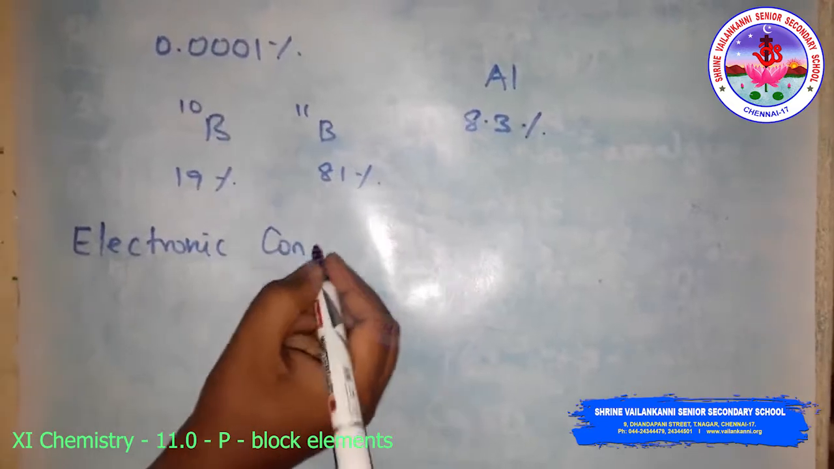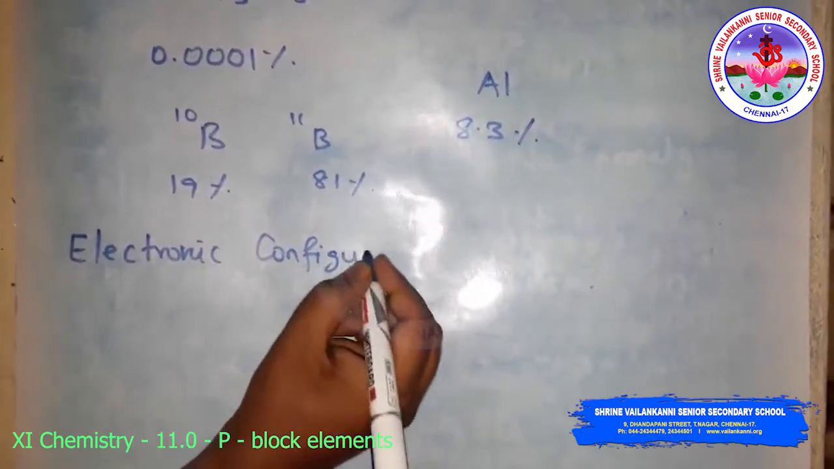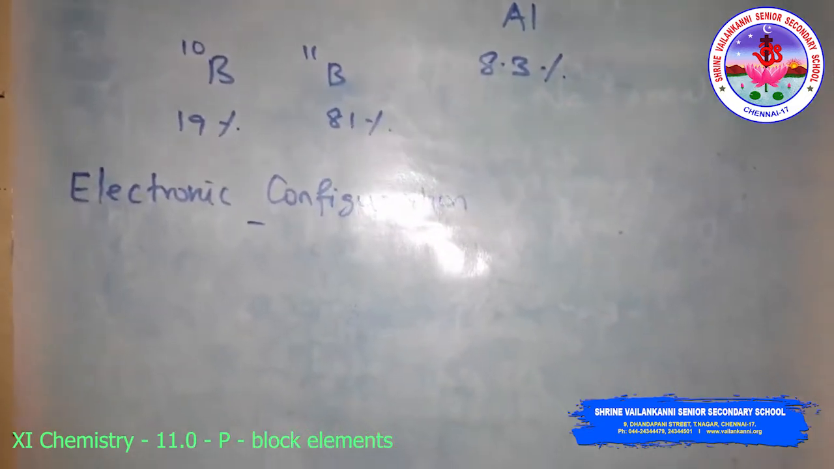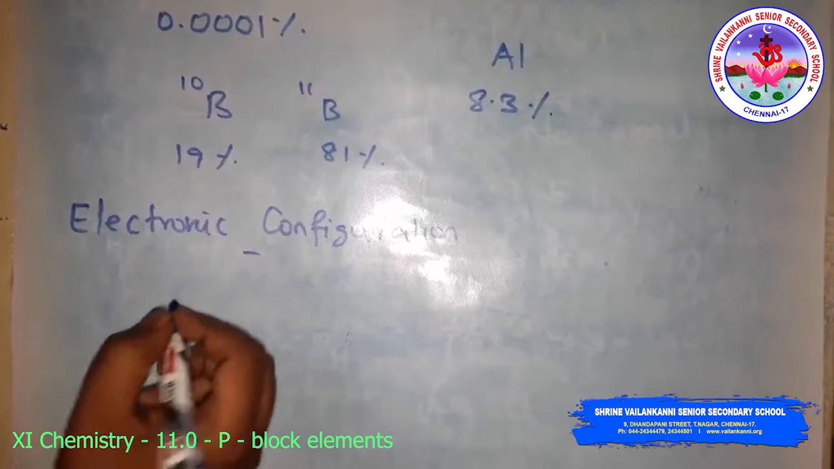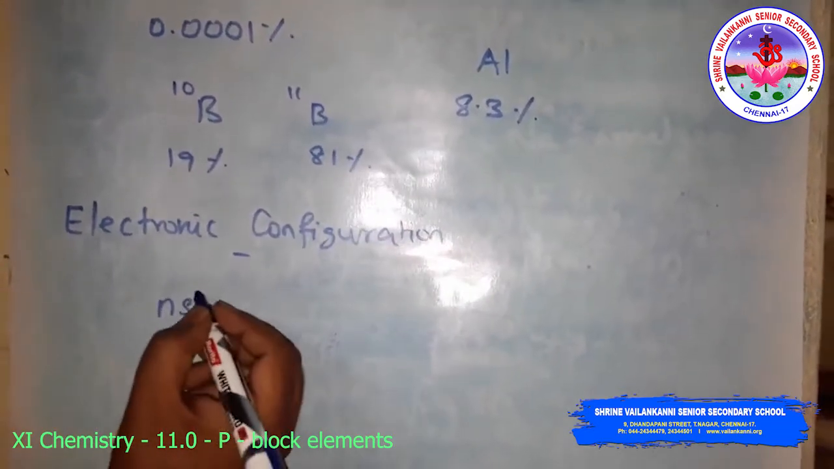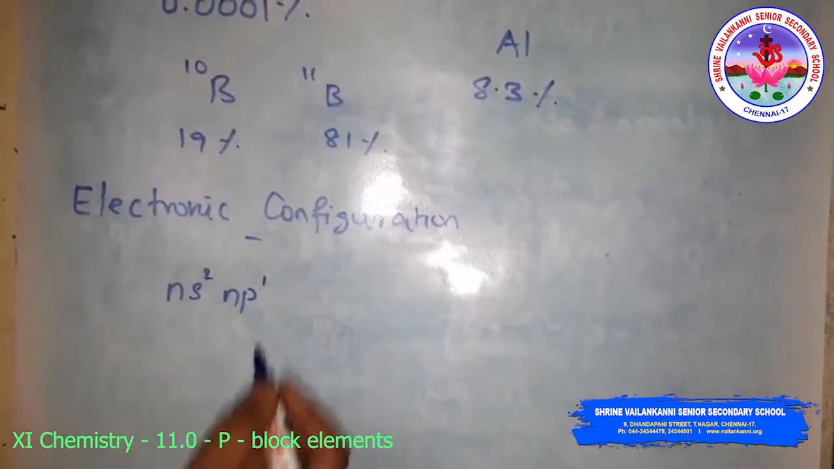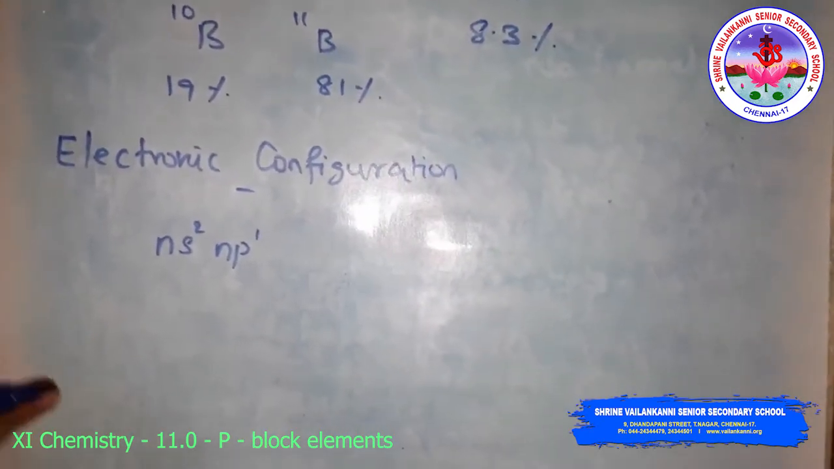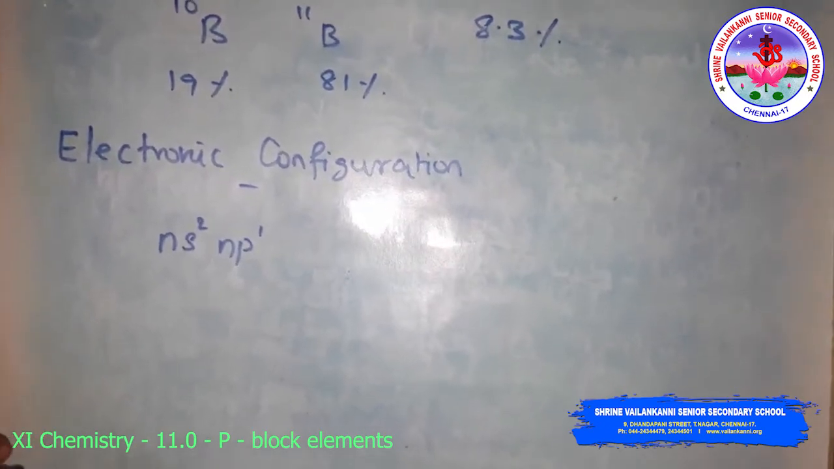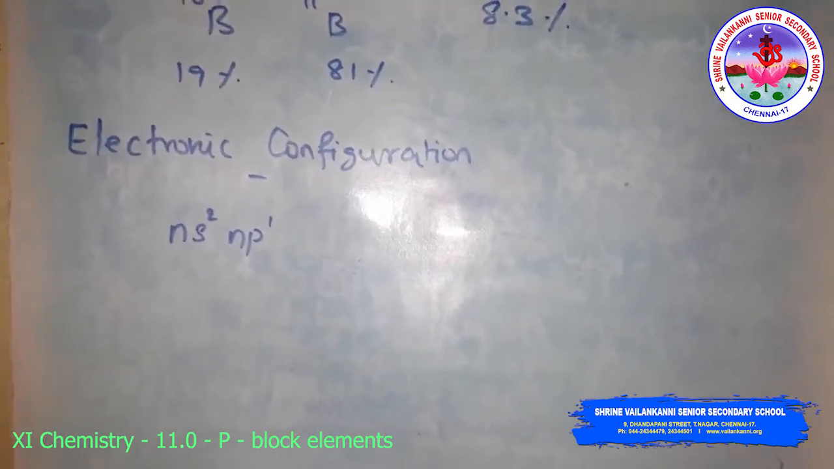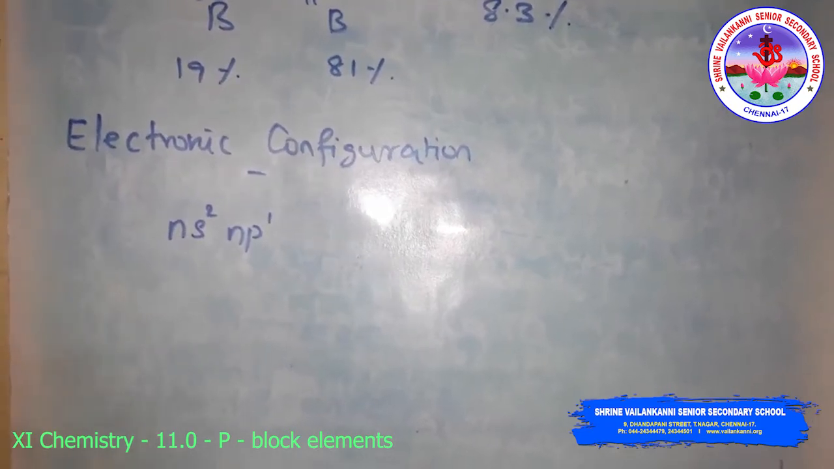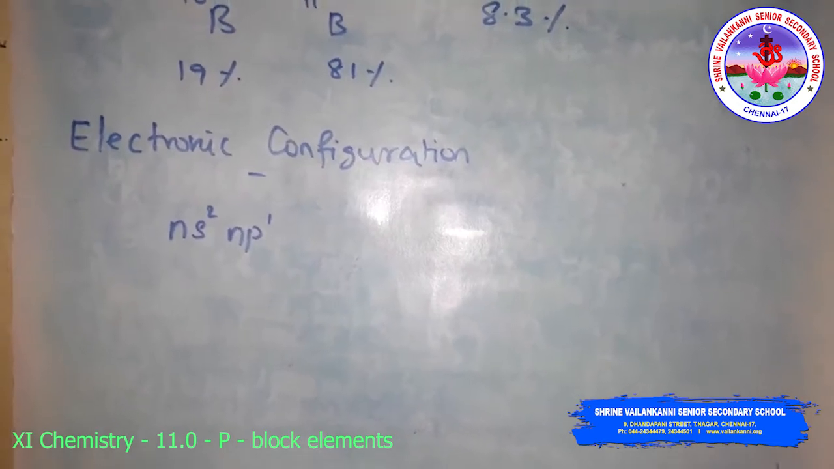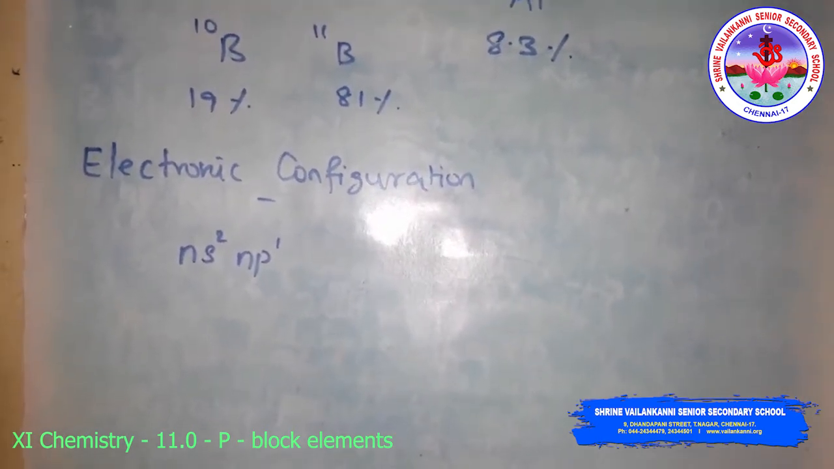Electronic configuration of the group 13 element. Here, for the group 13 elements, the outer electronic configuration is ns2 np1, which we have already seen. A close look at the electronic configuration suggests that while boron and aluminum have a noble gas core, gallium and indium have a noble gas plus 10 d electron core, and thallium has a noble gas plus 14 f electron plus 10 d electron core.